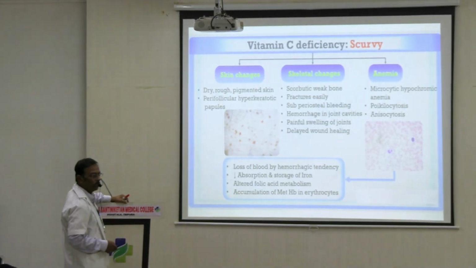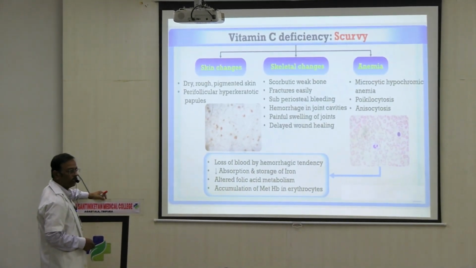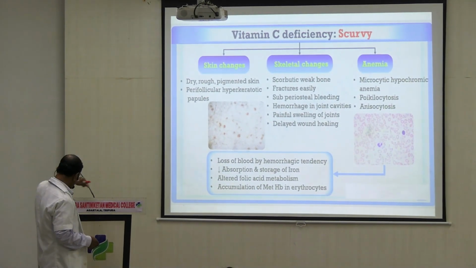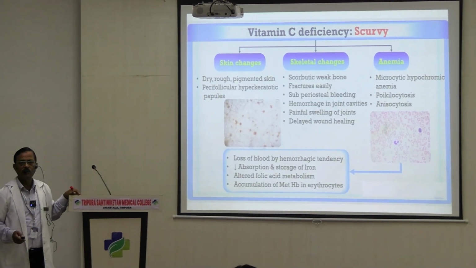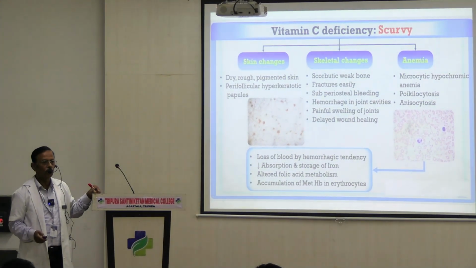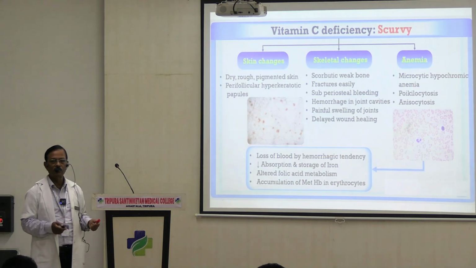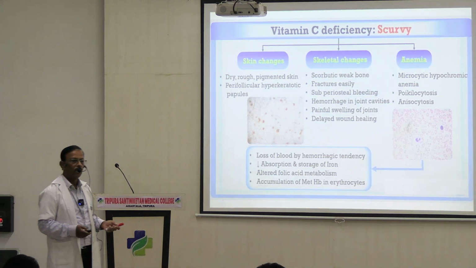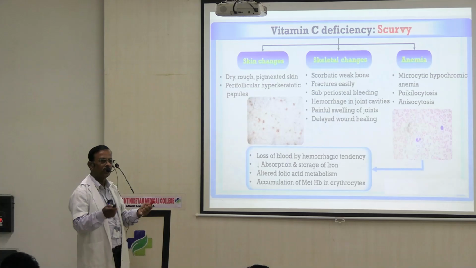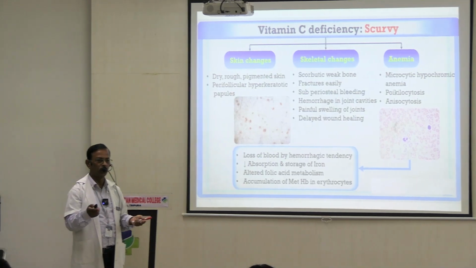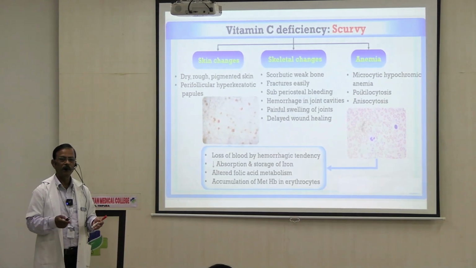Delayed wound healing: when there is a cut, the healing occurs by means of fibrosis. Fibrosis is nothing but collagen tissue. So once vitamin C is deficient, there is less formation of collagen, so there will be delayed wound healing. The wound healing will take a long time.